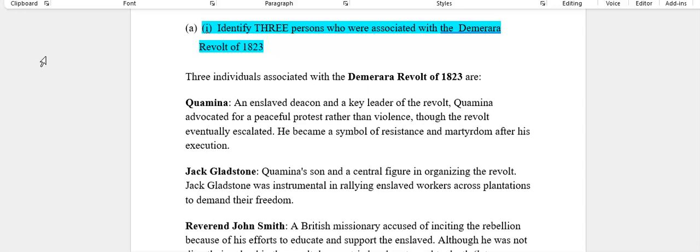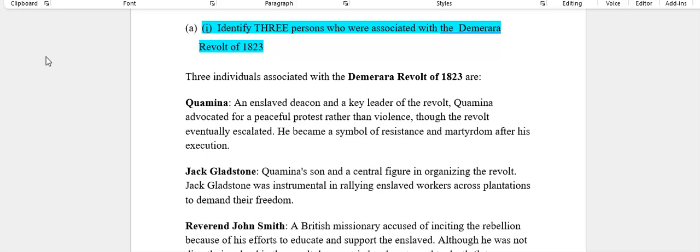Another person who was associated with the Demerara Revolt of 1823 was Jack Gladstone. Now, Quamina's son and a central figure in organizing the revolt. So, Jack Gladstone was Quamina's son, and he was a central figure in organizing the revolt. Jack was instrumental in rallying enslaved workers across plantations to demand their freedom.